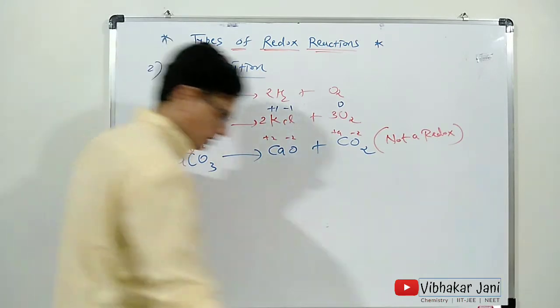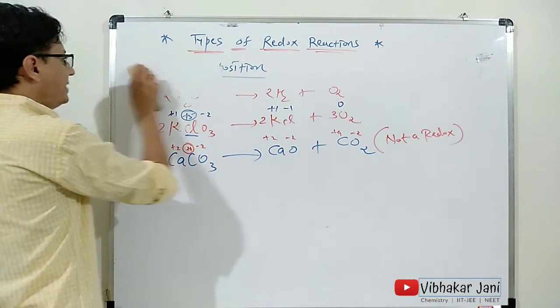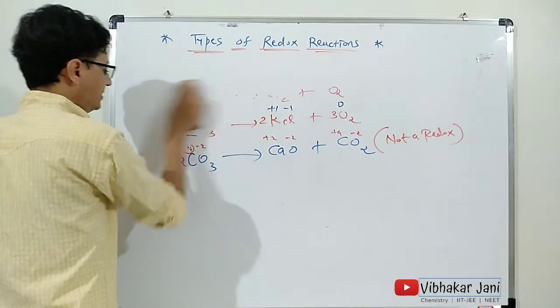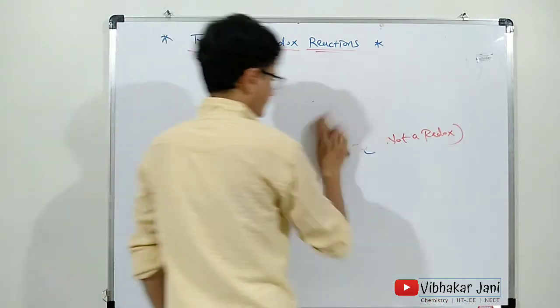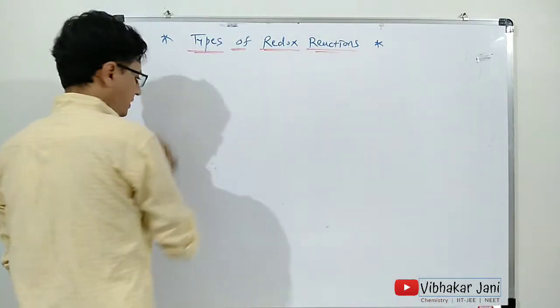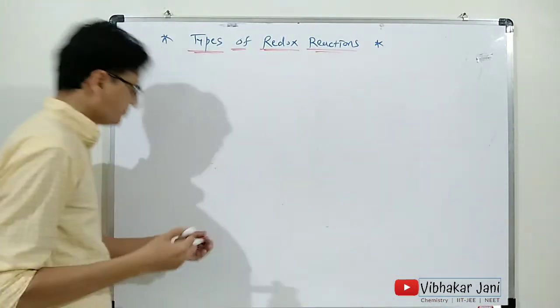Okay, now displacement. The third type of reaction is the displacement reaction. And there are two subtypes of displacement reaction.